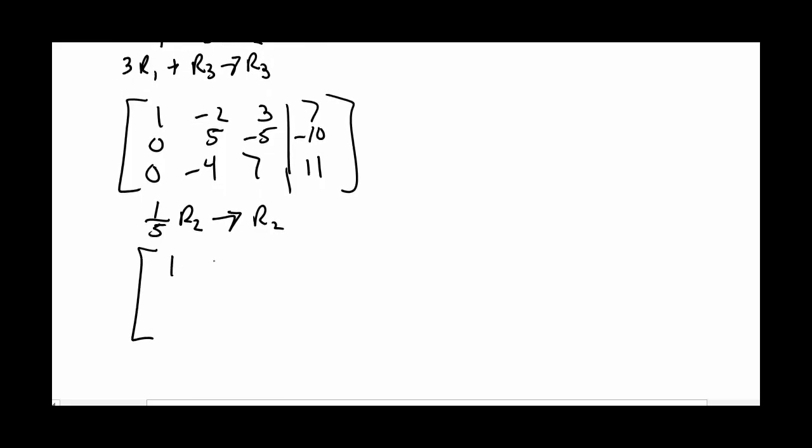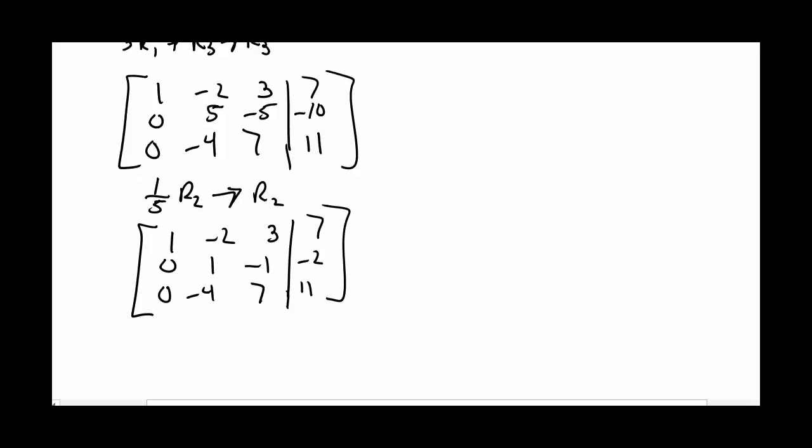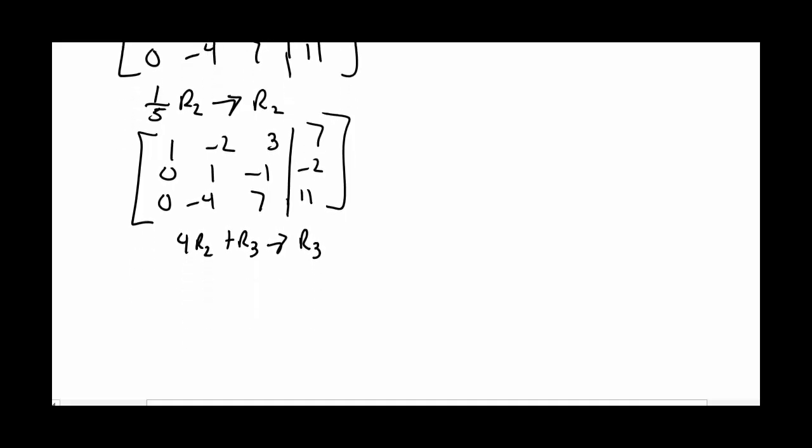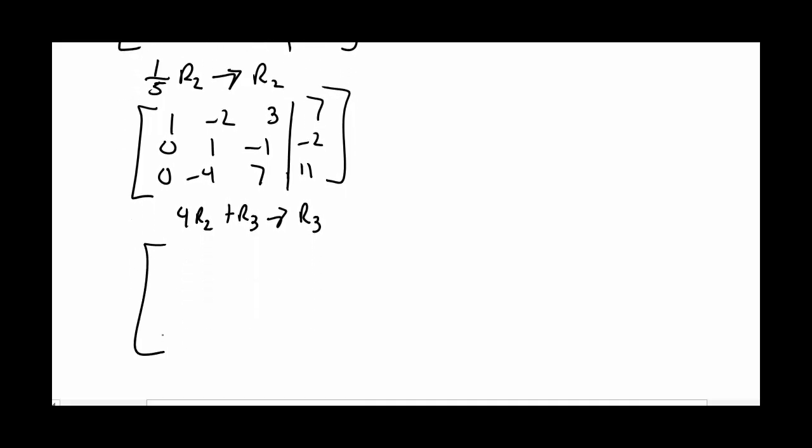All right, so row 1 did not change. The middle row is going to say 0, 1, negative 1, and negative 2. And 0, negative 4, 7, 11 for row 3. All right, my next goal is to get that negative 4 to say 0. So I'm going to take 4 times row 2 plus row 3 in for row 3. That should give me a 0 there.